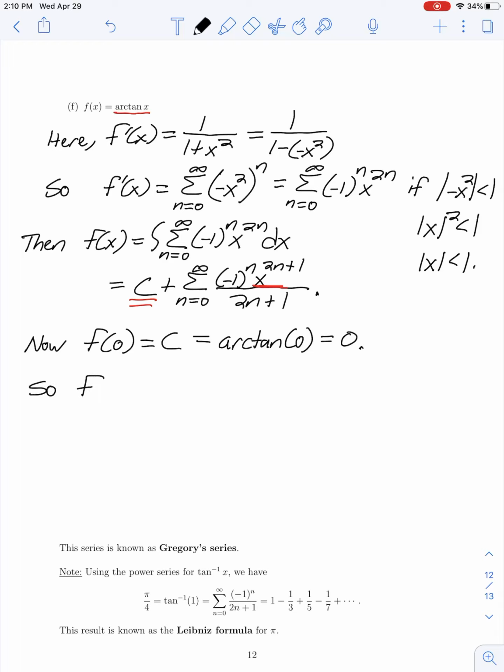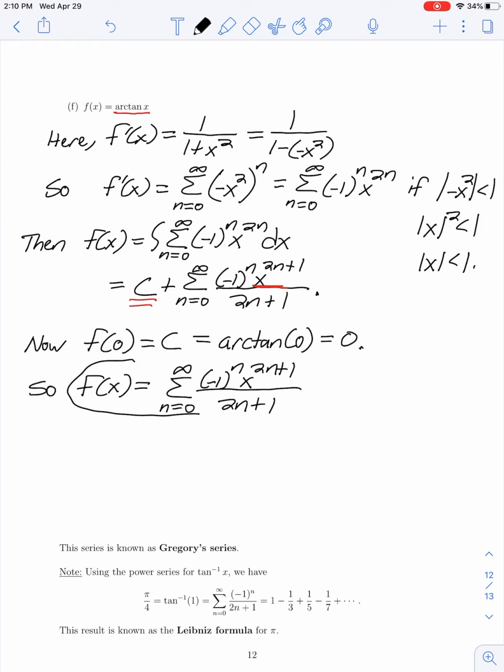And so we find that our power series representation of this function f of x would be the sum from 0 to infinity of negative 1 to the n times x to the 2n plus 1 all over 2n plus 1.